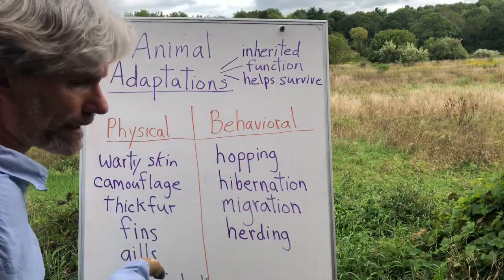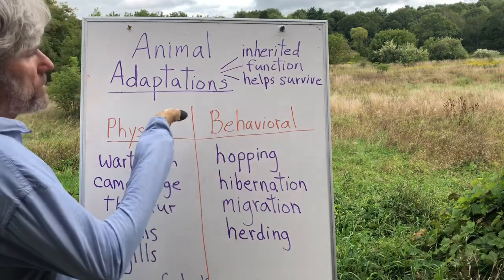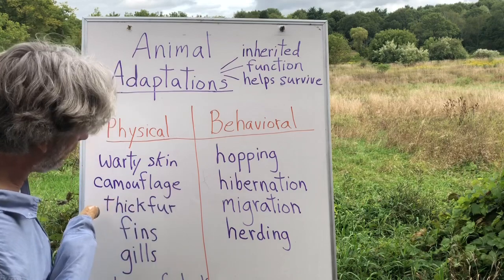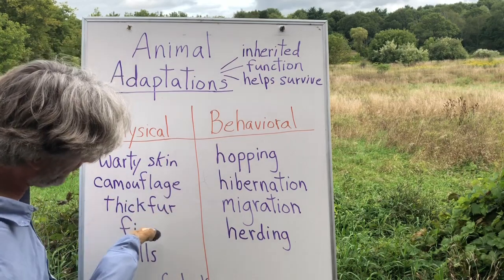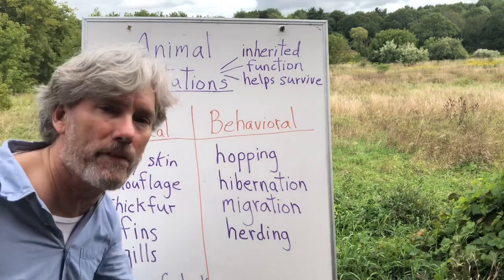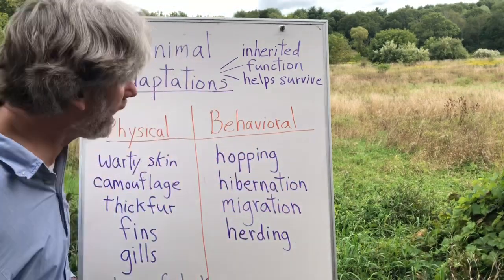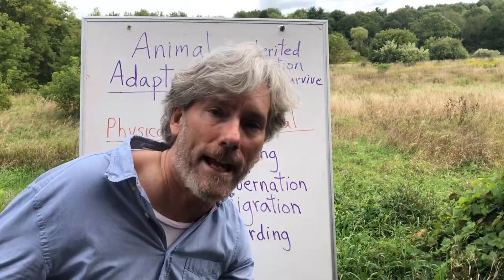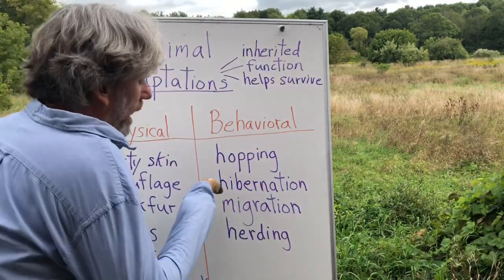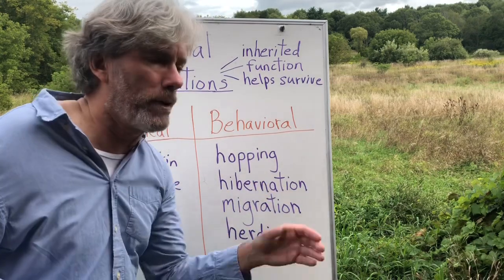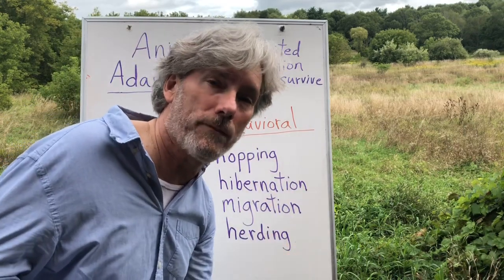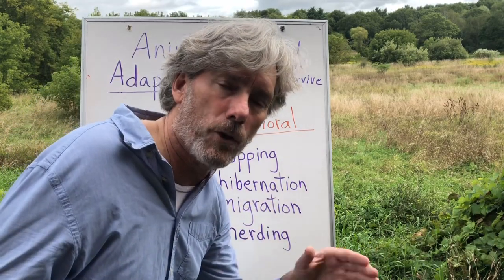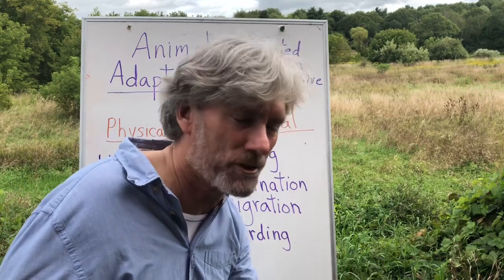Many things are physical adaptations in animals because they help them survive. Warty skin on a toad, camouflage on that katydid, thick fur to help an animal stay warm, fins and gills on a fish. Even the shape of the beak on a bird helps it survive. Behavioral adaptations include things like hopping or running fast, like the white-tailed deer can do. Hibernation. Many mammals go into hibernation in the winter to help them survive the cold. And many birds migrate to help them find food. Those are behaviors that help the animal survive.